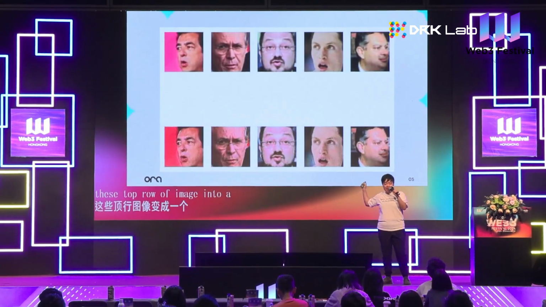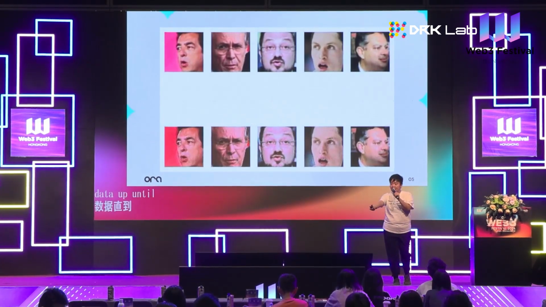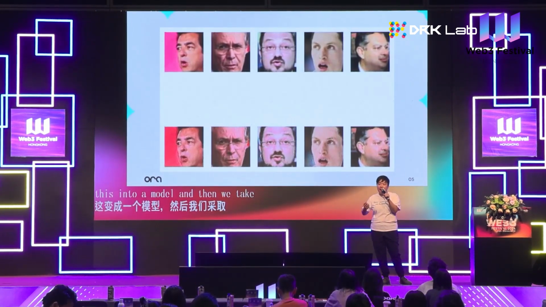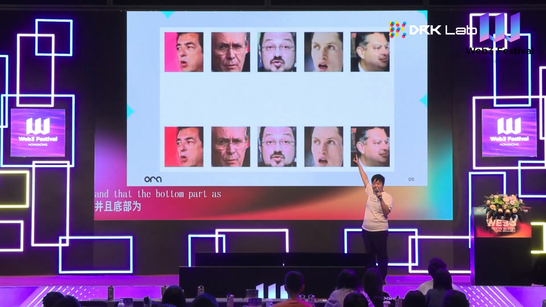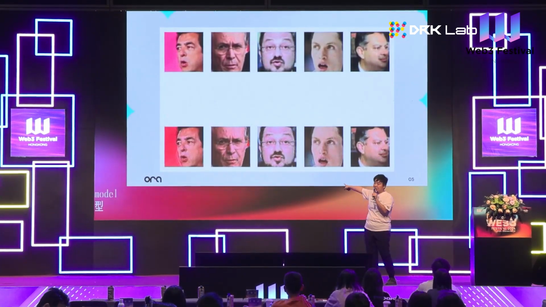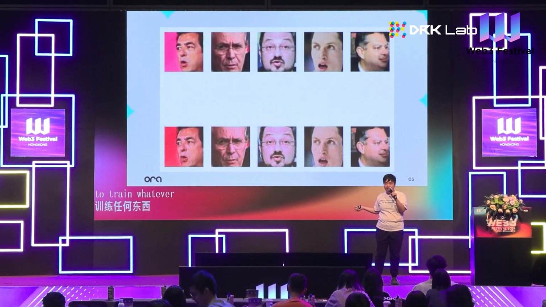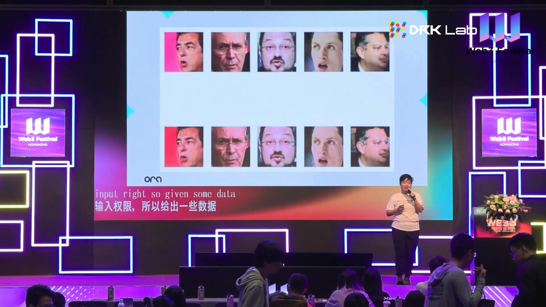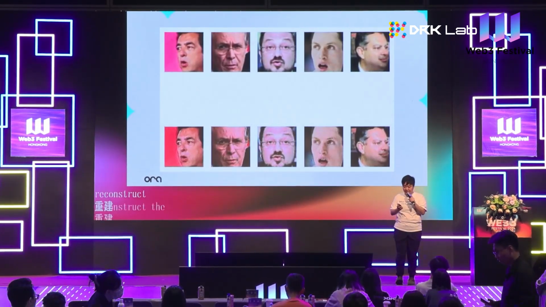So essentially it's saying that if you are handing this model out for free, people can actually use it to train whatever inverse model they need to break the privacy of your input, right? So given some data and the model, I can train an inverse model to always reconstruct the image. The bottom row is what is being reconstructed. So you can actually see that input privacy might not be a case for zkML, specifically because of the very nature of machine learning.